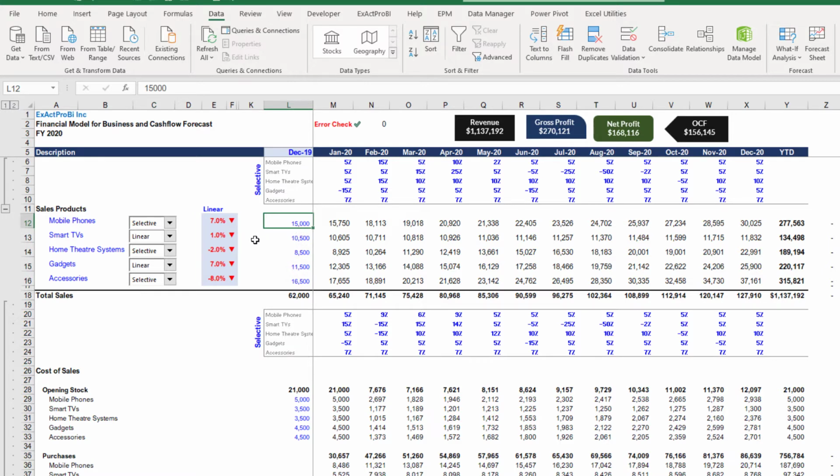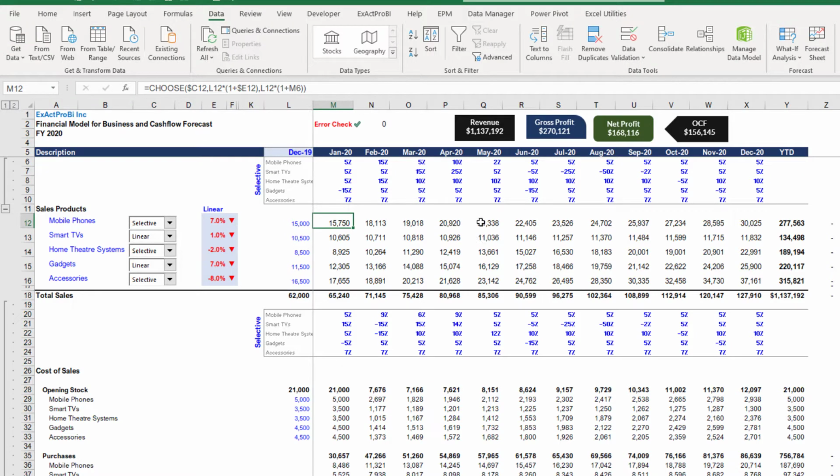For mobile phones, we are assuming we're going to sell up to $15,000 worth of mobile phones a month. In the same way, with smart TVs, we're going to sell 10,500 worth. For home theater systems, we assume our base sale would be around 8,500, gadgets 11,500, and accessories $16,500. So we are assuming the total base revenue, which would be the optimal revenue based on our own feasibility study and market analysis. This is the amount of revenue we can do with this business as a startup.